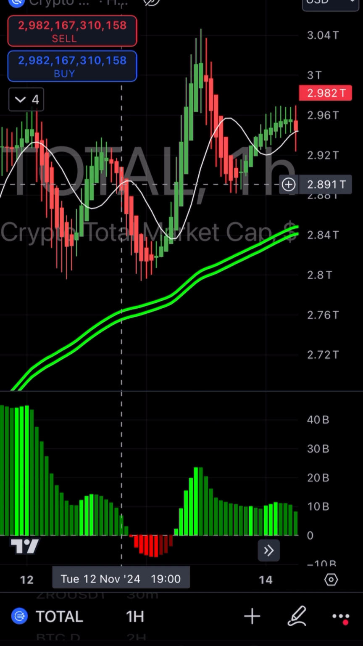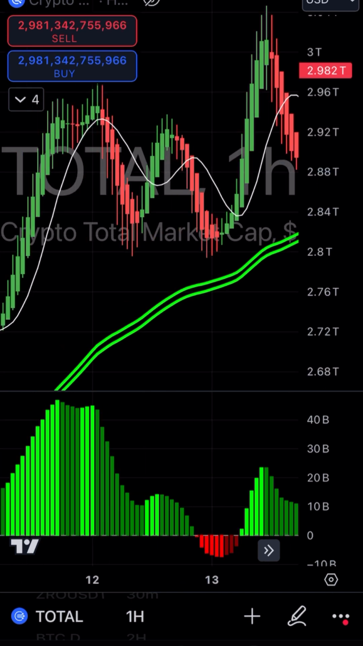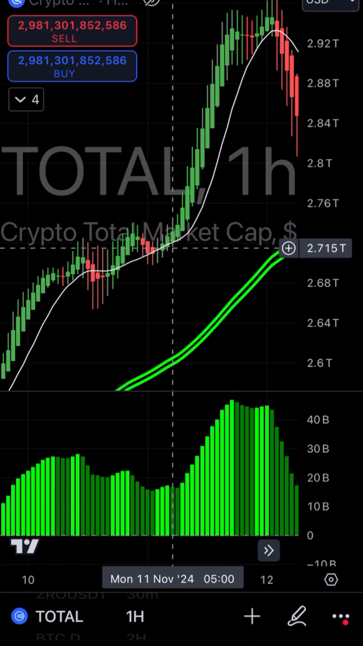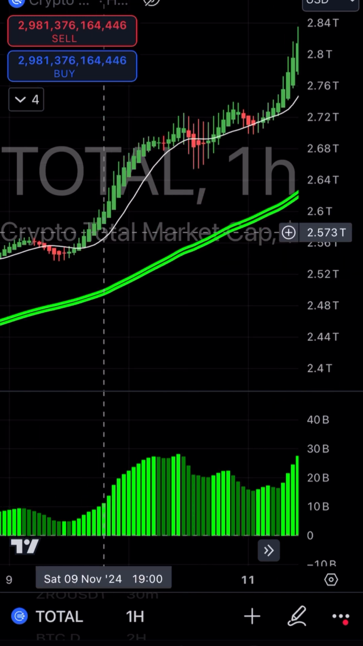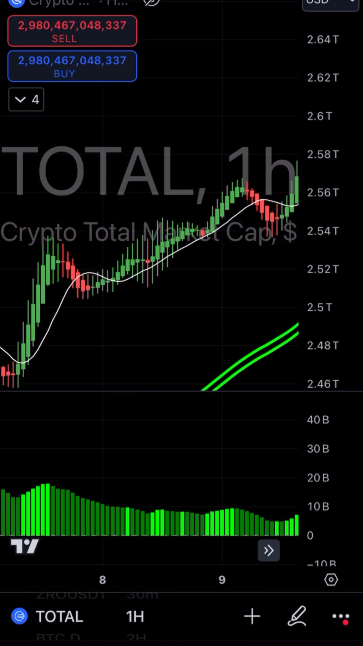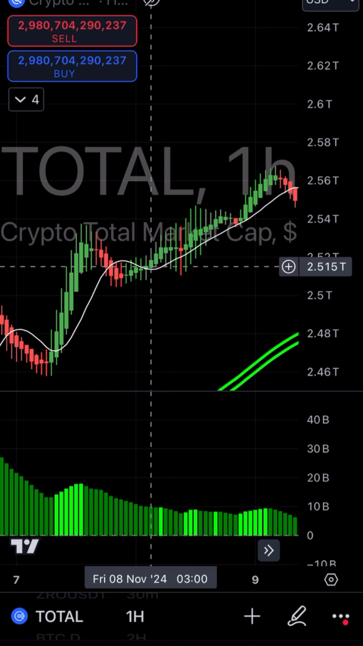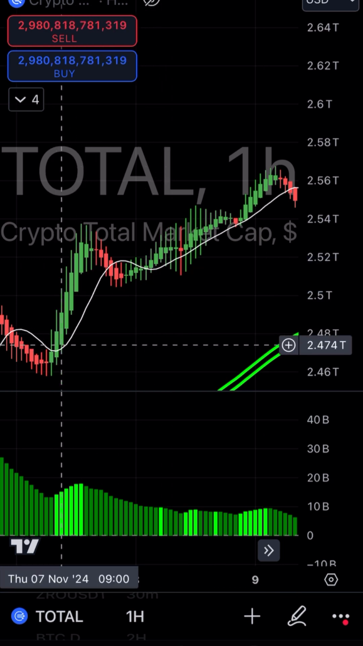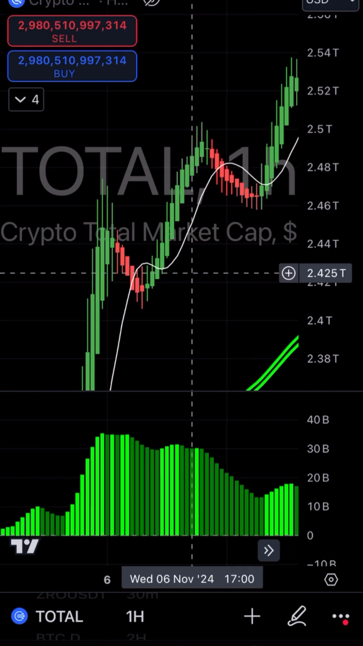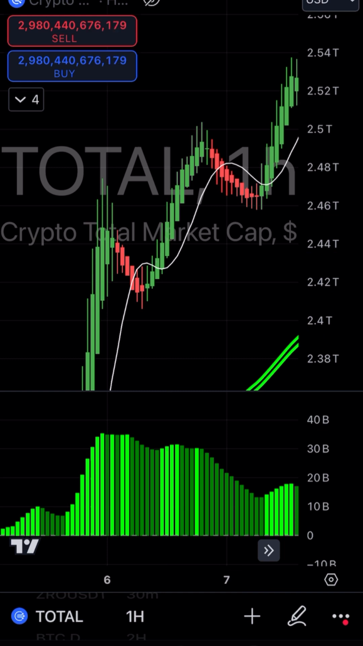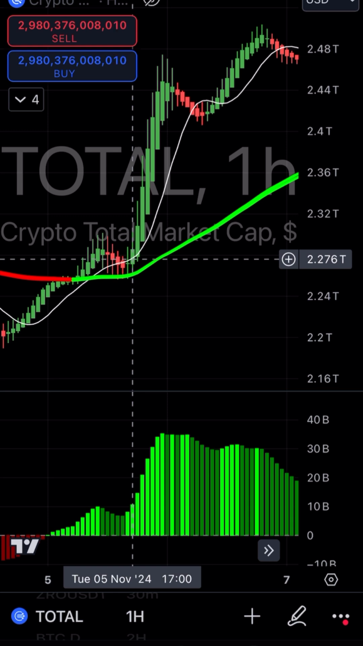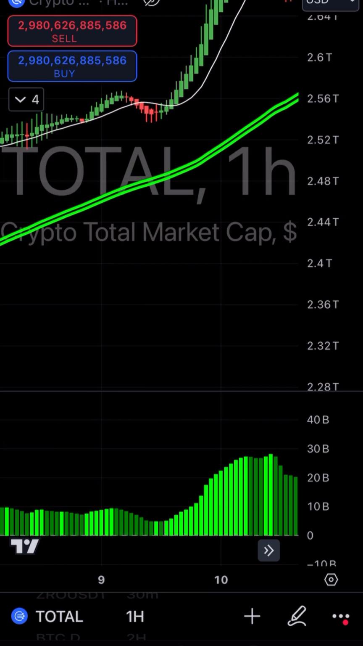It's up to you if you want to go against the trend. This would be going against the trend. Money comes into the market right here. So this is where it starts.